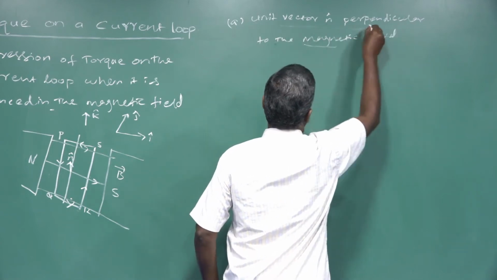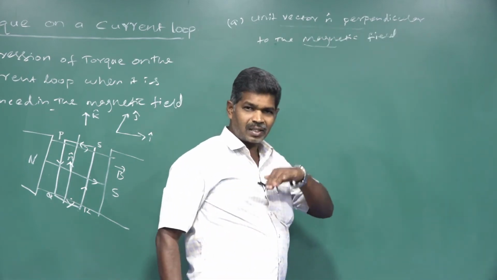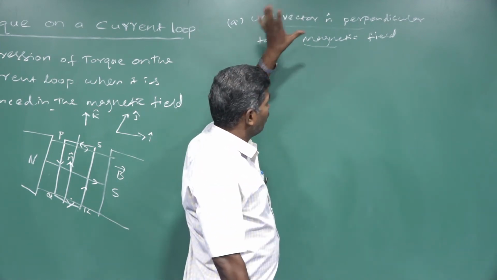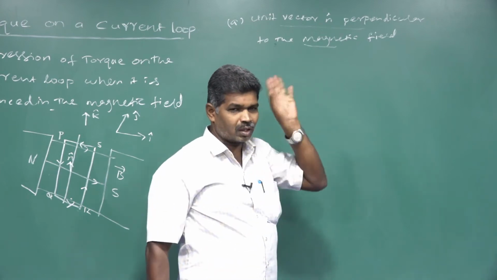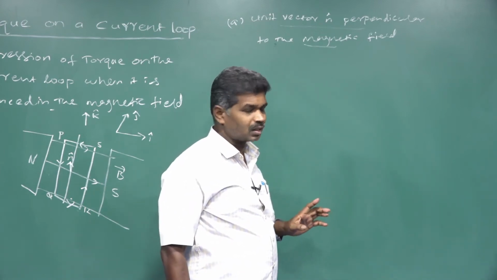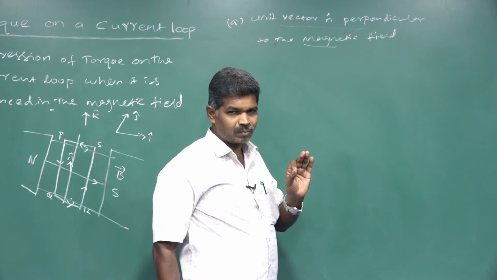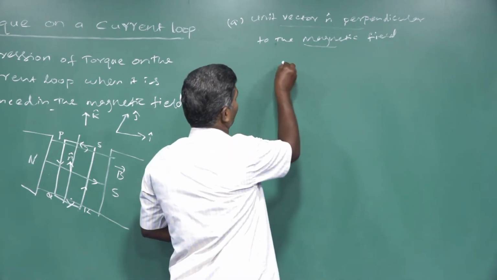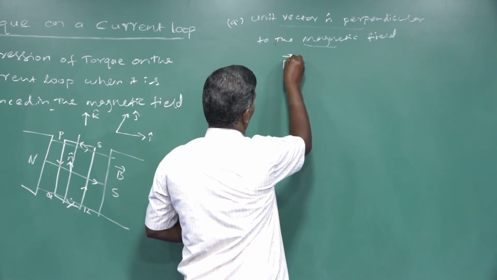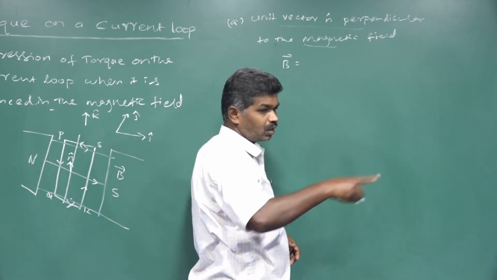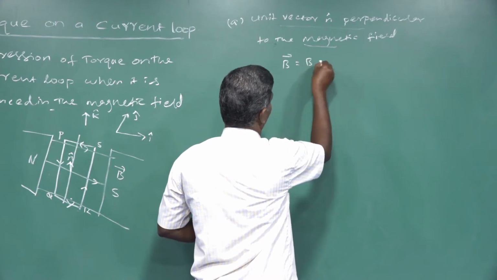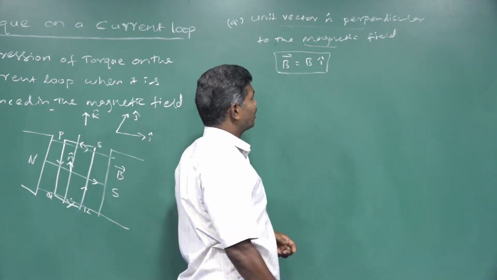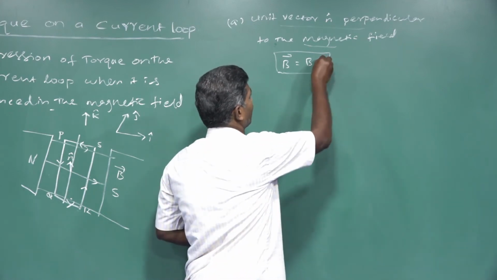Perpendicular to the unit vector means the plane is parallel to the magnetic field, and the normal is perpendicular to the magnetic field. That normal-perpendicular position is what we are going to tackle. Already we have mentioned the magnetic field acts along the x direction, so the magnetic field B vector is equal to B into i cap.